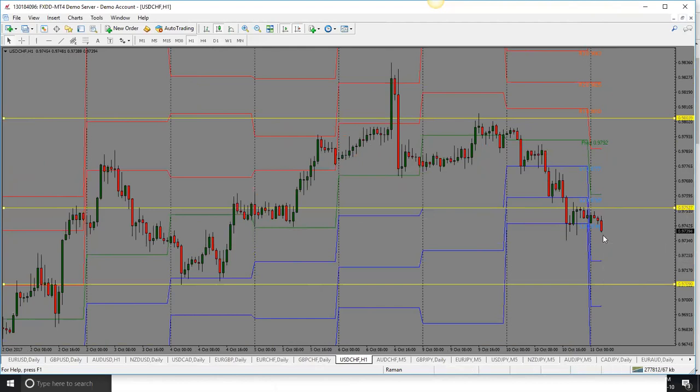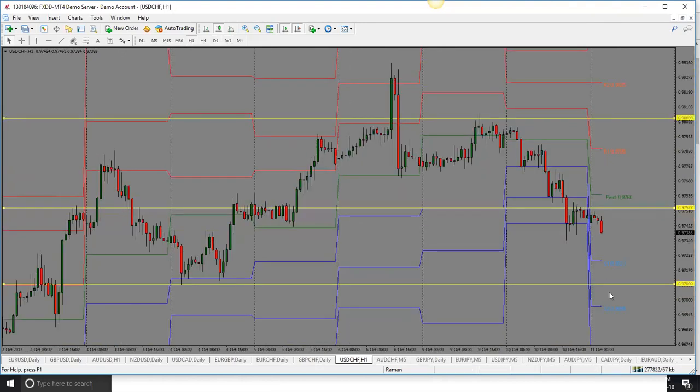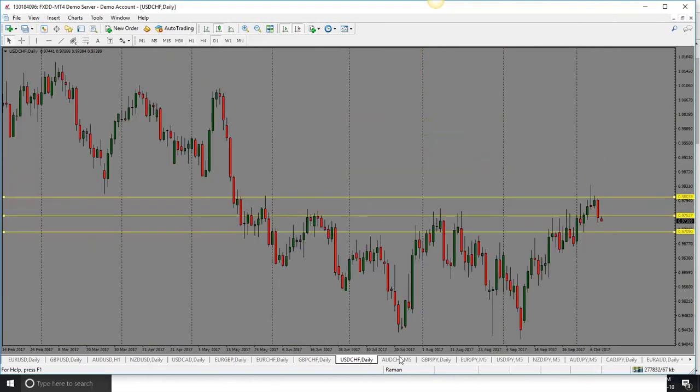So a lot of these things have moved already. This was one of the pairs I had in mind today. This looks very, very nice close, a bearish engulfing candle here. So this is a very nice close. So looking for price to drop into this 0.9700 level, right into the bottom here. So that's a good one.